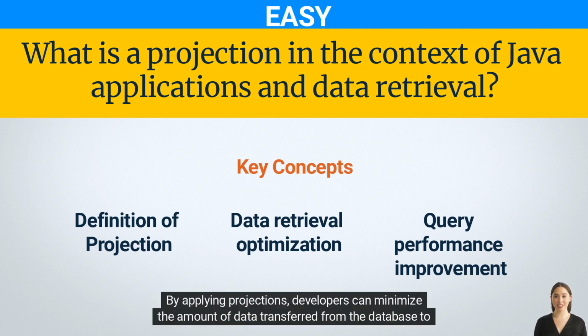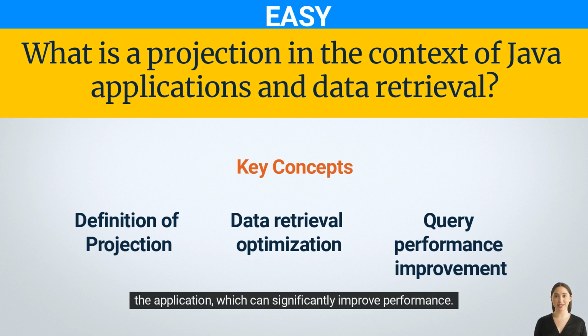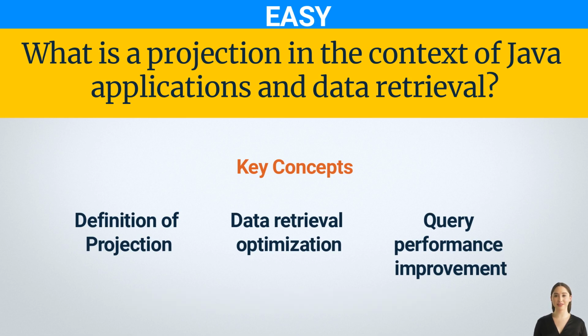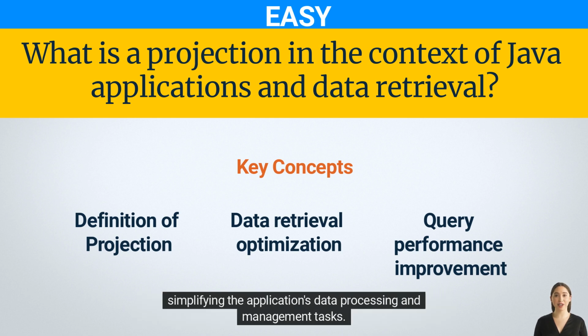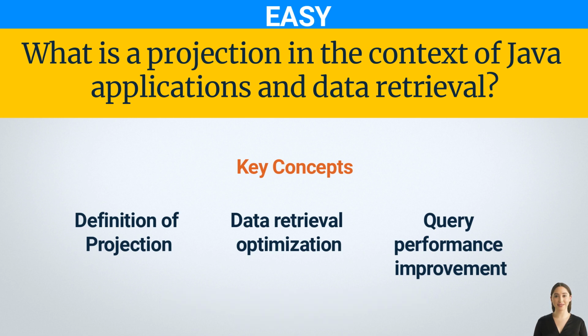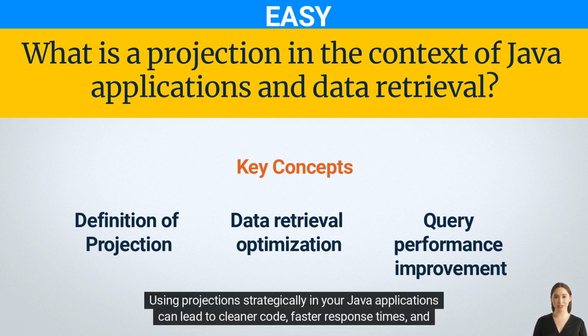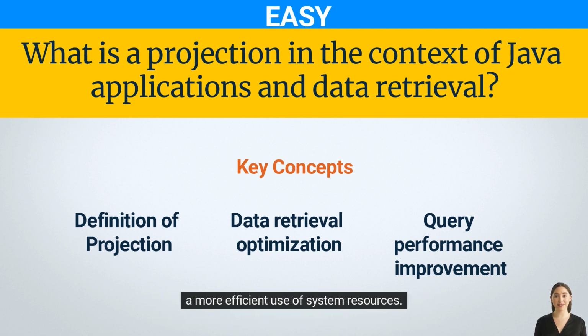By applying projections, developers can minimize the amount of data transferred from the database to the application, which can significantly improve performance. Furthermore, projections can be used to map the retrieved data to custom data transfer objects (DTOs) or interfaces, simplifying the application's data processing and management tasks. Using projections strategically in your Java applications can lead to cleaner code, faster response times, and a more efficient use of system resources.